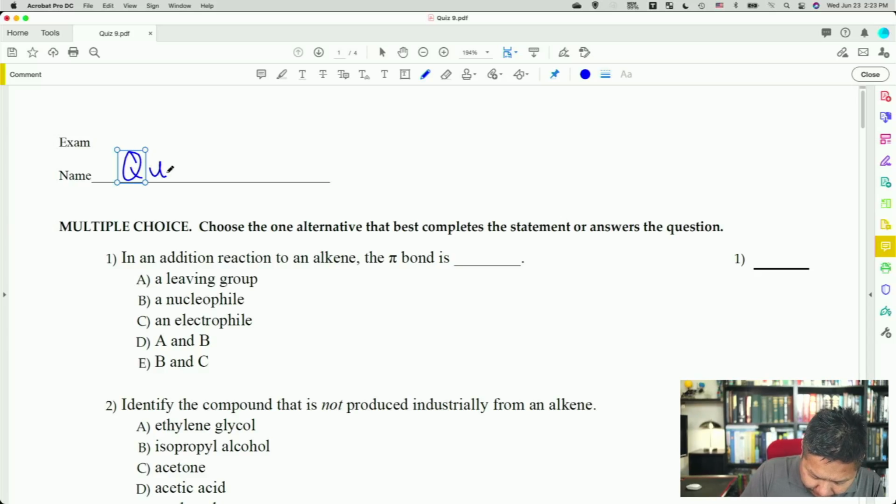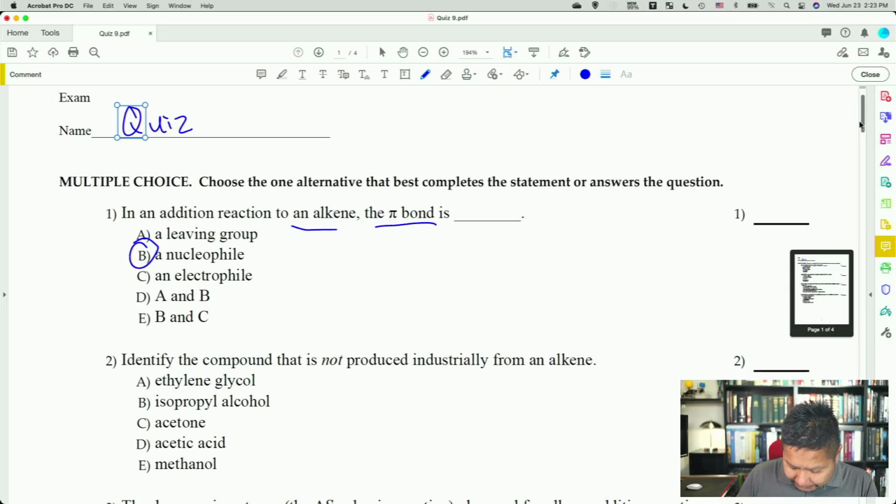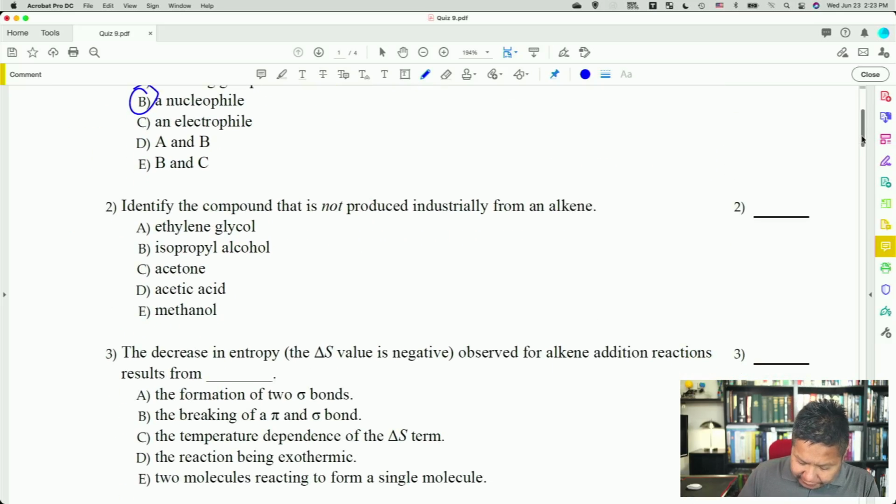And here we go. The first two questions are just basic definition questions. In an addition reaction, an alkene, what does the pi bond act as? That is the nucleophile, because that is the electron-rich area. Next, identify the compound that is not produced industrially from an alkene. The only one that's not in the list of things I told you about is methanol.